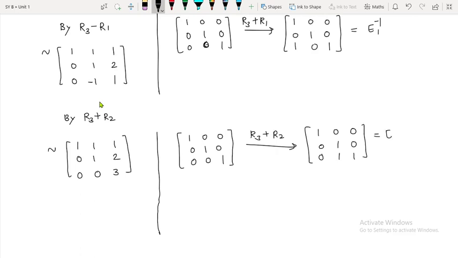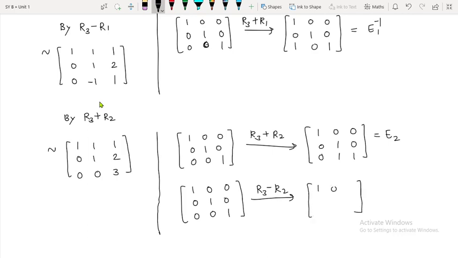This is our E2. Now E2 inverse, from 1 0 0, 0 1 0, 0 0 1, will be 1 0 0, 0 1 0, and 0 minus 0 is 0, then 0 minus 1 is minus 1, and 1 minus 0 is 1. So this is our E2 inverse. Now let us perform the next operation.